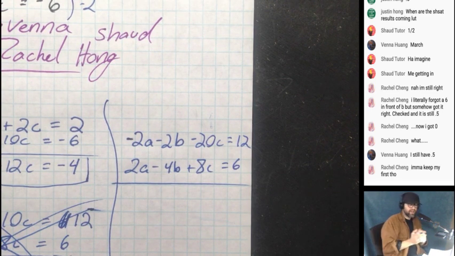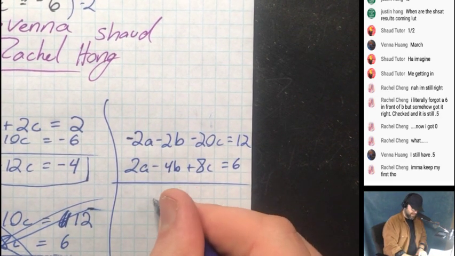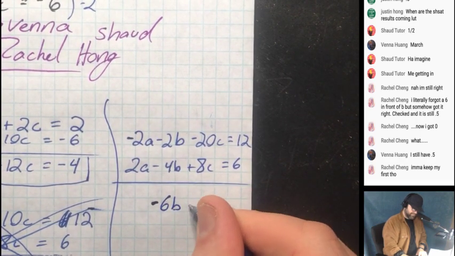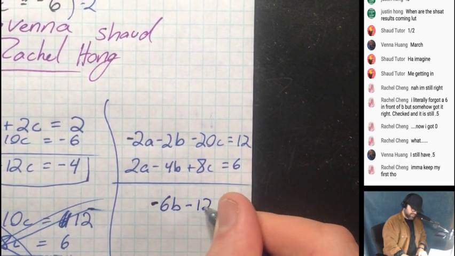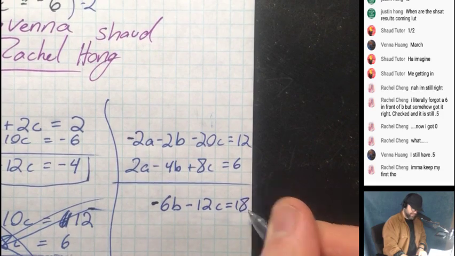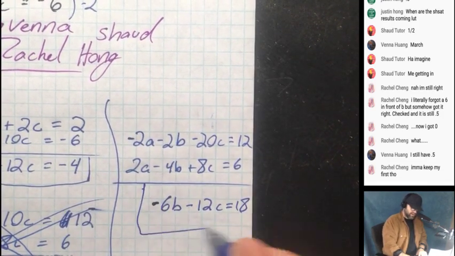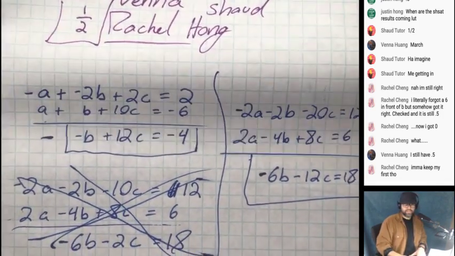All right, Rachel is back, and Rachel's like the inner yin and yang of her mentality fighting over this answer. So we're going to add these up. Negative 6b minus 12c equals 18. So here are our two equations.